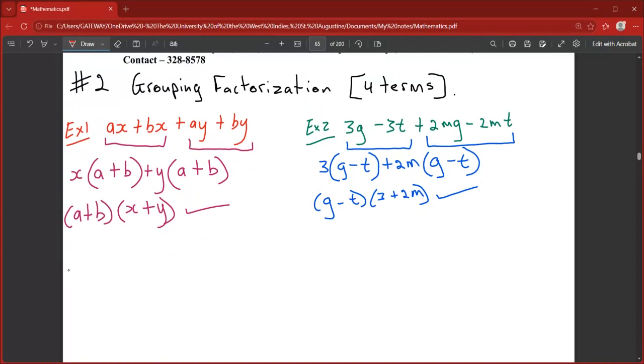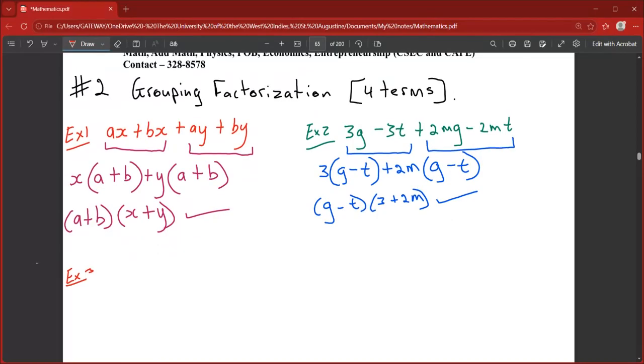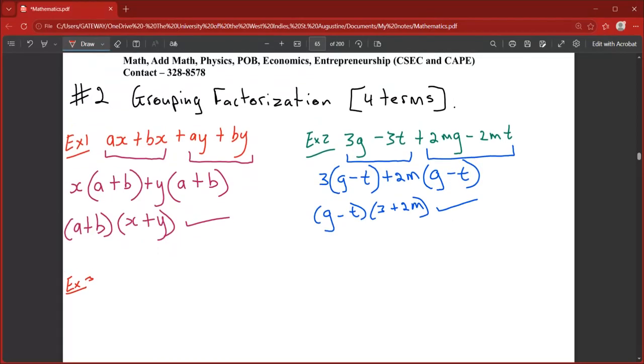Exercise 3. We have 2p minus 2q minus p squared plus pq. So we group them now. Group these two and group these two.